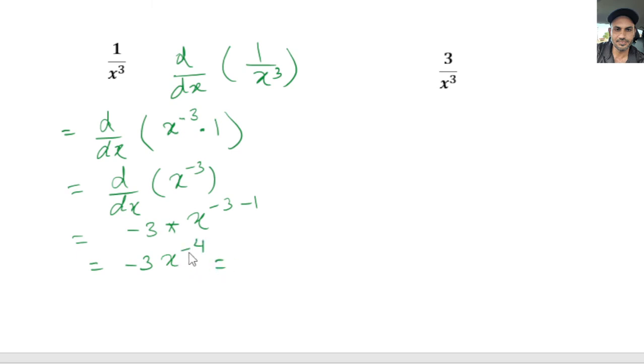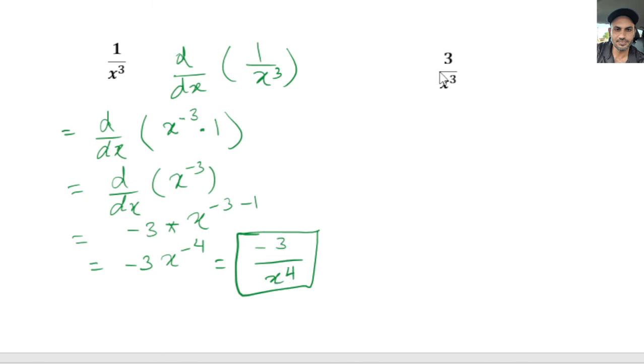And now you can take this x to the negative 4 into the denominator if you want to, and it will become negative 3 over x to the positive 4. I'm just doing the basic manipulation of exponents right here. x to the negative 4 can be written as 1 over x to the 4, bringing it into the denominator and changing the sign of your exponent.